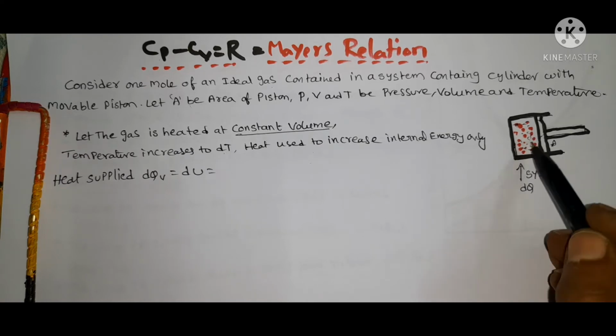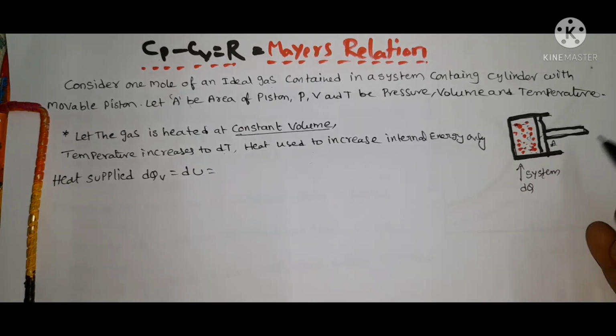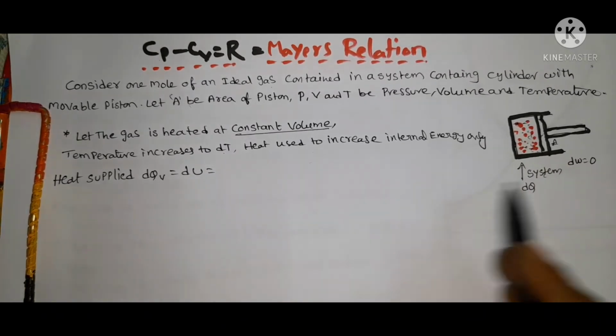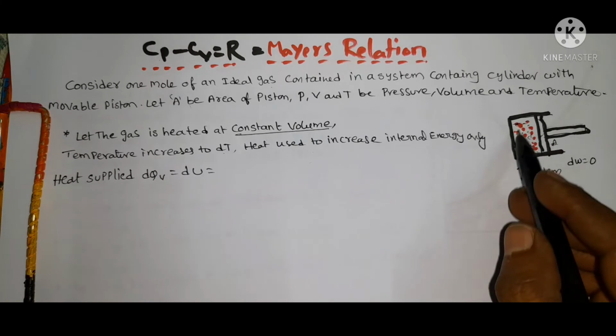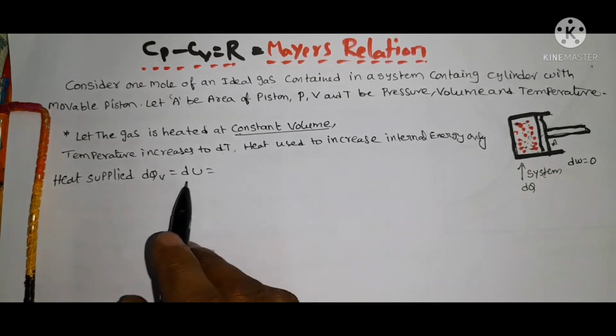So heat is supplied, but there is no moving of the piston. That's why we can say work done is not there. In this case work done is equal to 0. Heat is given, but the total heat will be absorbed by the gas molecules. So that is internal energy.